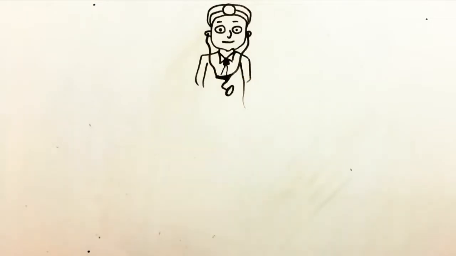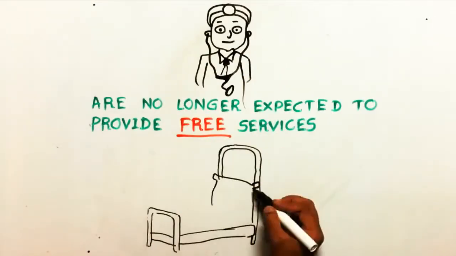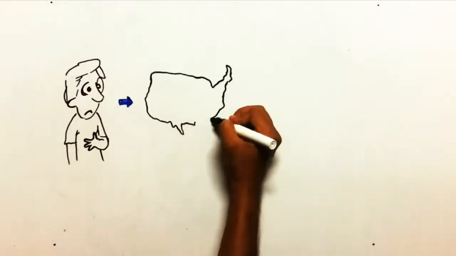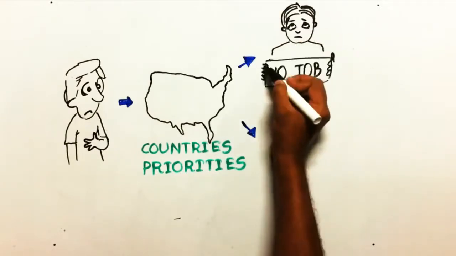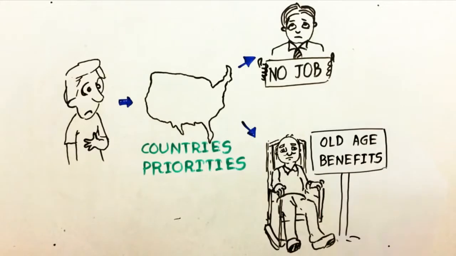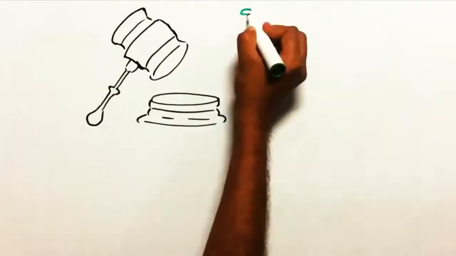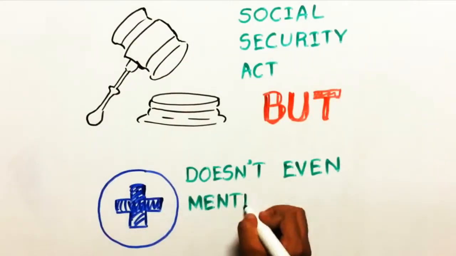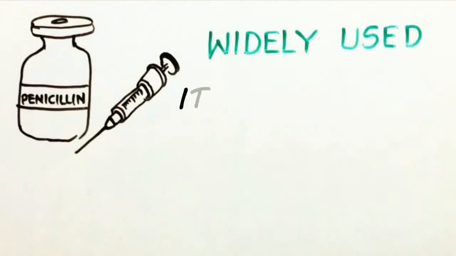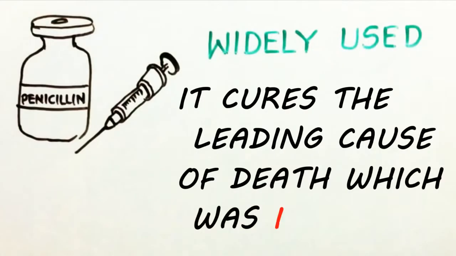Doctors are no longer expected to provide free services to all hospital patients. The Depression in the 1930s changes the country's priorities to a greater emphasis on unemployment insurance and old age benefits. The Social Security Act is passed, but doesn't even mention health insurance. In the 1940s, penicillin becomes widely used and has a dramatic effect on the leading cause of death at the time, infection.